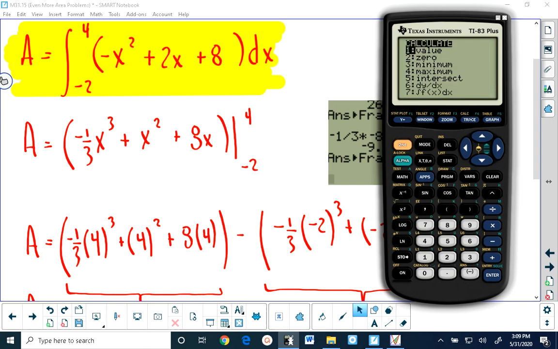So now we can go to our calculate menu, choose the integral from negative 2 to 4, and we got 36, which is what we got when we did it on paper. So there is a way for you to check your work.